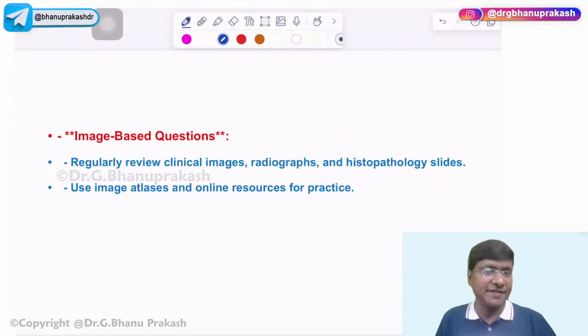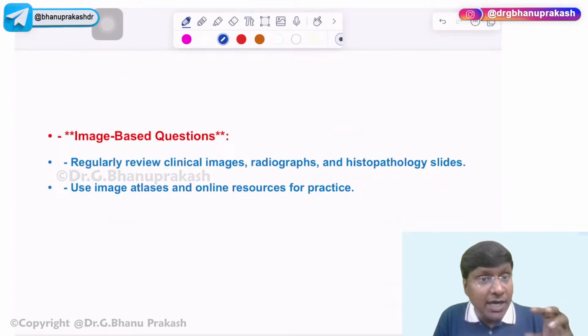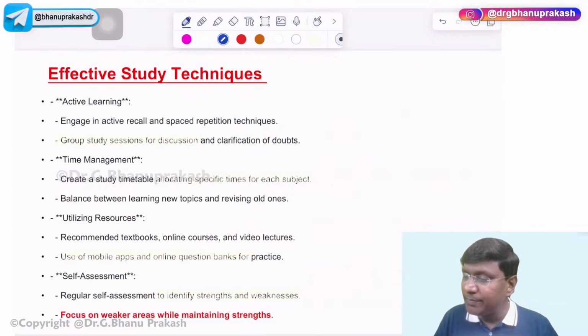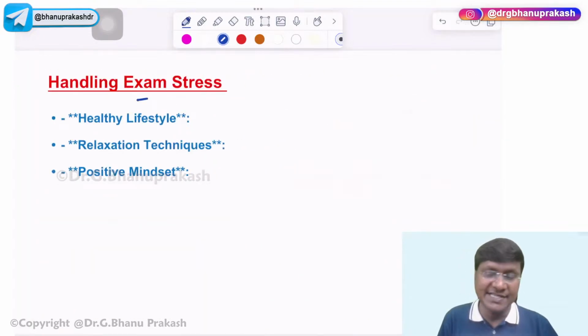And try to do the self-assessment. Try to identify your strengths and your weaknesses, and try to correct whatever weakness you find, right? And in the last moment, handling the exam stress.